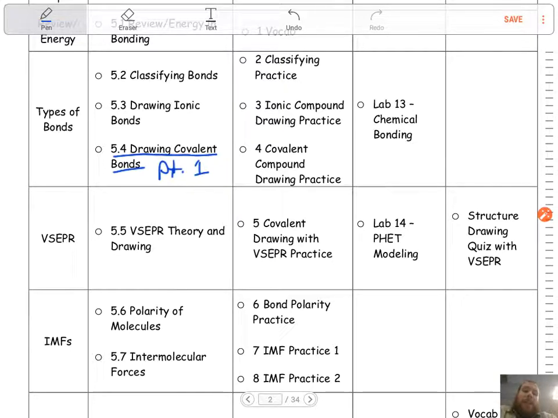Drawing covalent bonds is much more challenging than drawing the ionic bonds. It's still a process, so make sure you follow the steps. But this is going to be part one, so it breaks it up a little easier, and then we'll come back and do part two as well. So we're just going to jump right in.